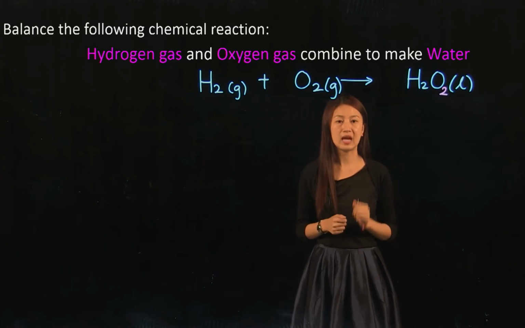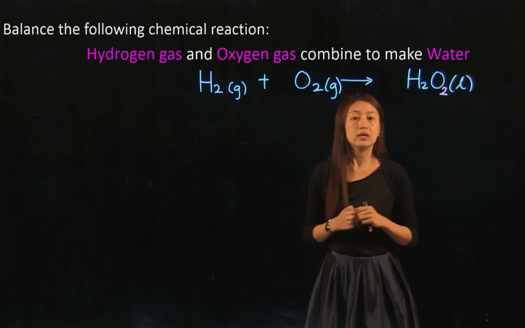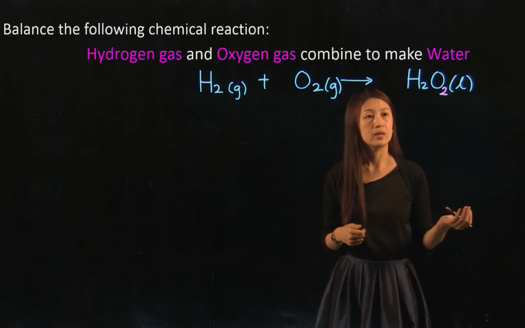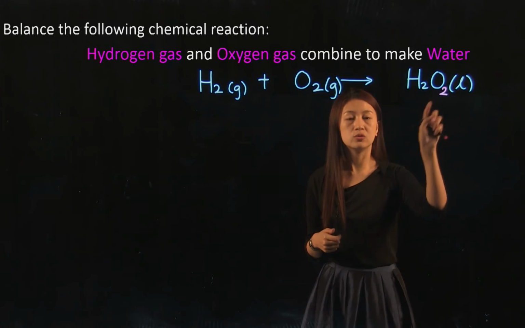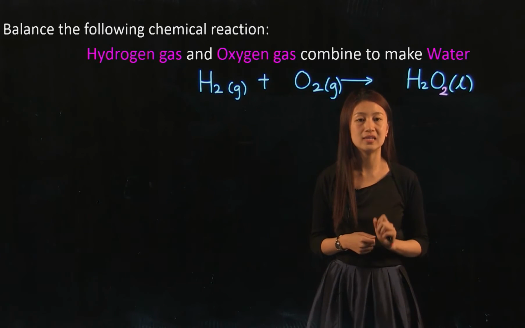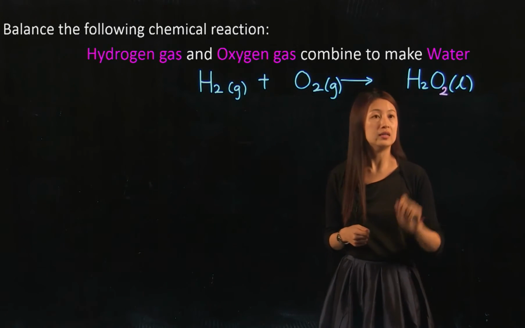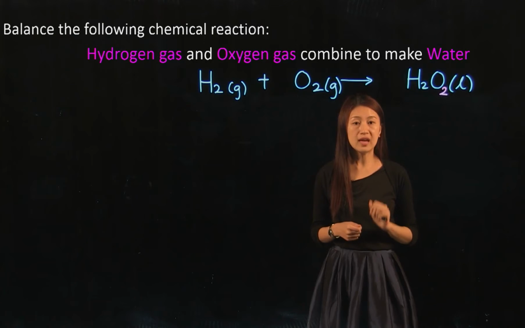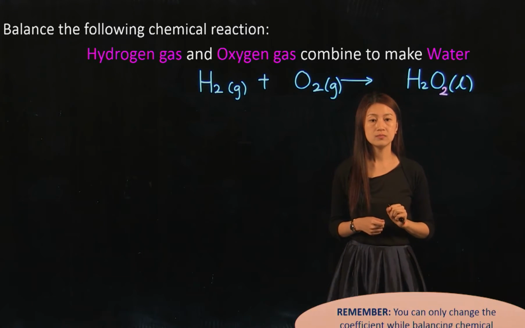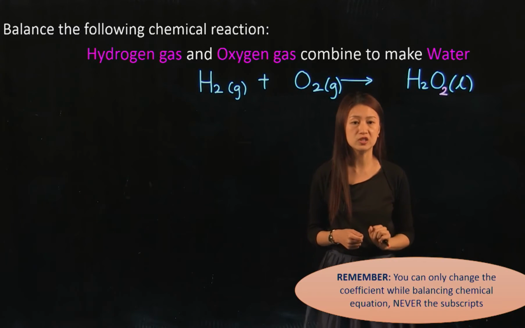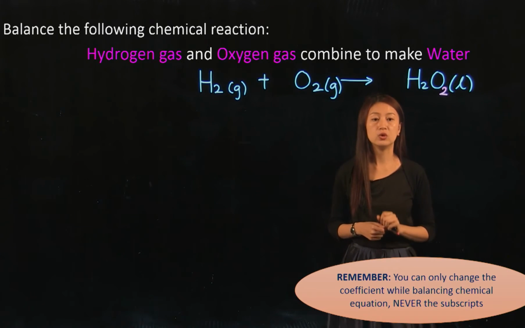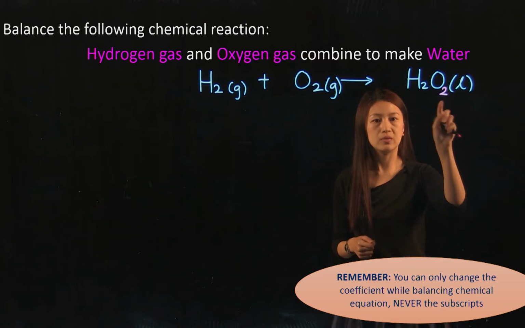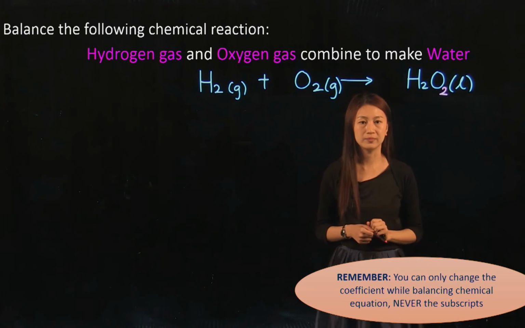Unfortunately, you can't do that in a chemical reaction. In this chemical reaction, we are forming water. But when you add the subscript into this formula, you are changing the identity of this compound. This is no longer a water molecule, it's hydrogen peroxide. So the take-home message is you can only change the coefficient while balancing a chemical equation. You can never change the subscripts, because if you change the subscript, you are changing the identity of the compound.